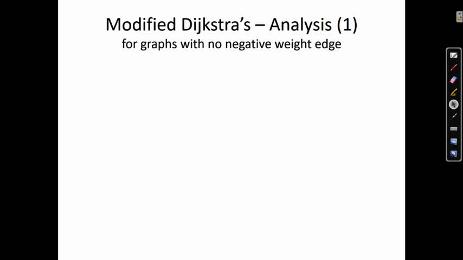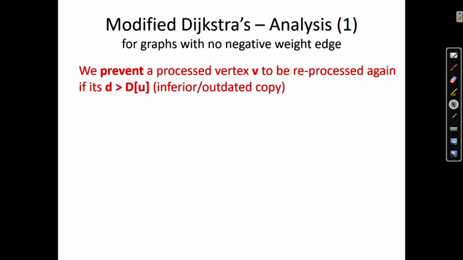First we analyze this on graphs with no negative weight edges. Remember we always prevent the processing of outdated copies, right? By having this condition, you always check whether D is bigger than DU. If it's bigger, then I don't process it.